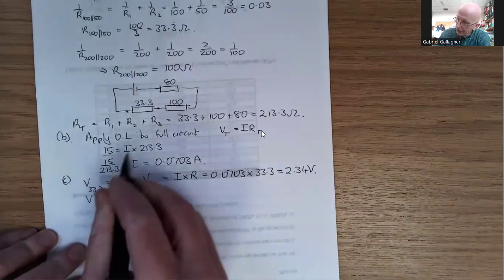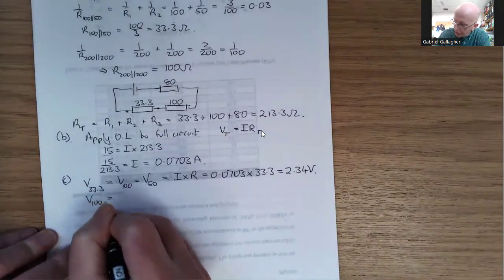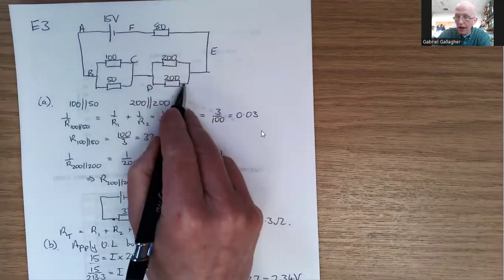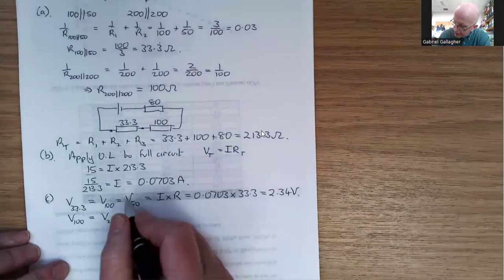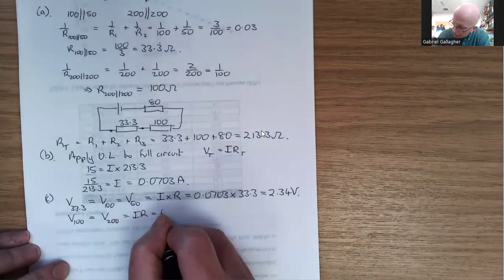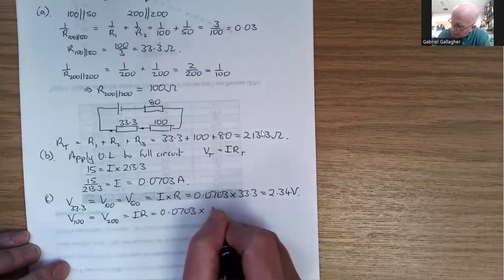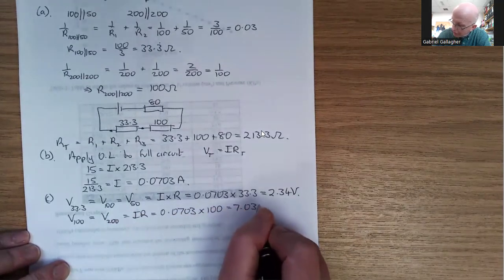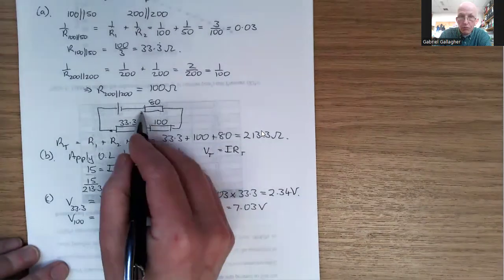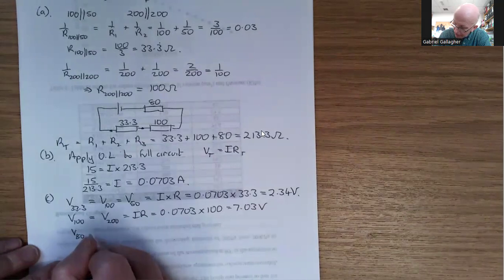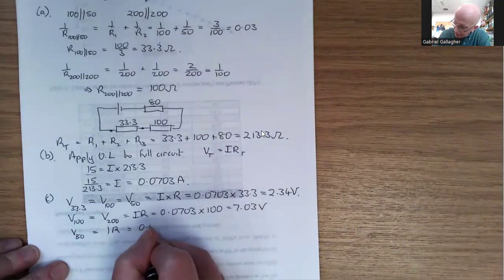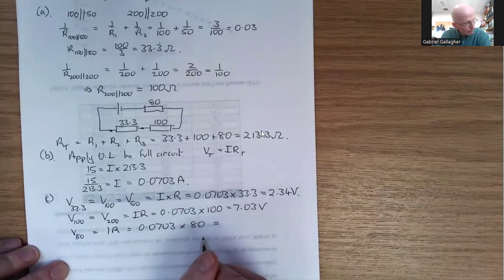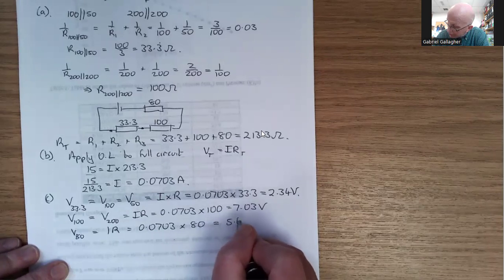The next one we come to is the 100. V100, going back to the original, is the potential difference across that resistor and that resistor, which is V200 in each case. It equals IR, which is 0.0703 multiplied by 100, which equals 7.03 volts. And finally, for the 80 ohm resistor, V80 equals IR, 0.0703 times 80. When you multiply that, you get 5.62 volts.